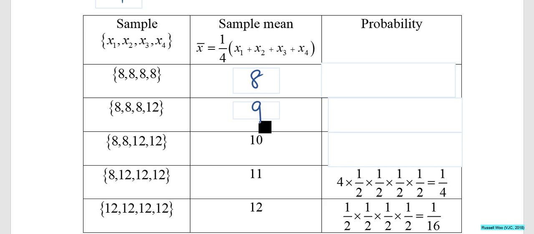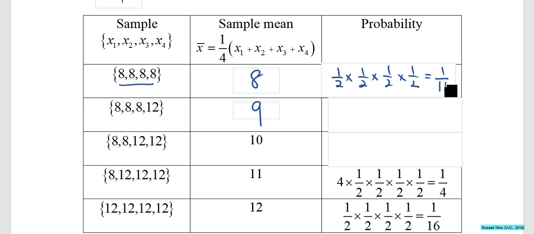What is the probability that I get all 8? Recall, probability of an 8 is half. Probability of a 12 is also half. So this one is just half times half times half times half. I'll get 1 over 16.